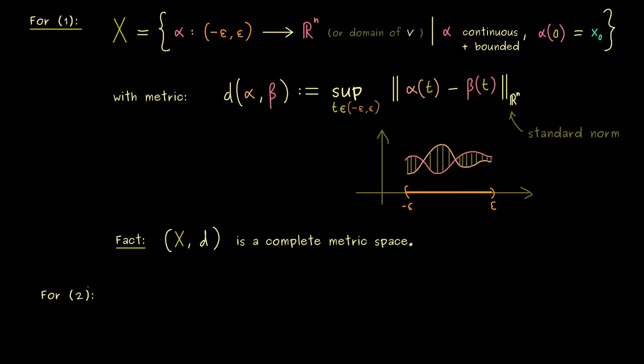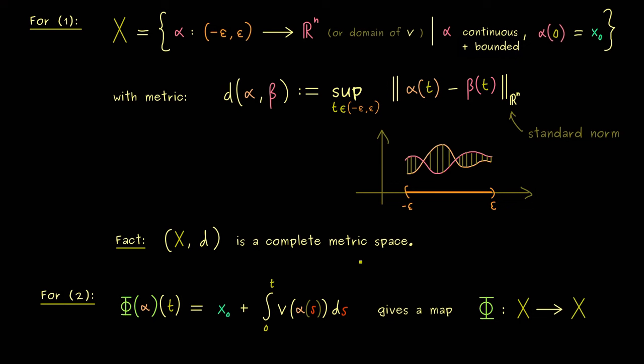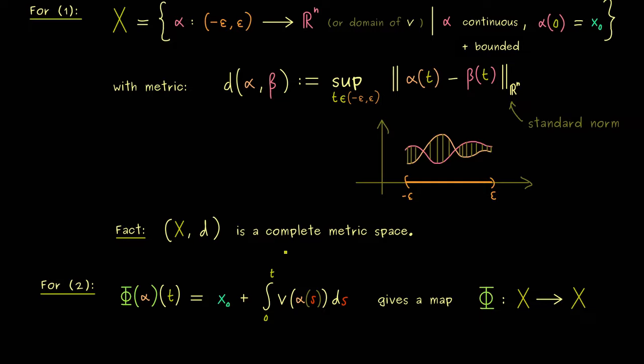Therefore, we can go to the second point and show that our function phi is a contraction in this space. And the first thing we should note is that this phi we want to consider is indeed a map from X into X again. Of course, this is also important, the outcome of this map phi has to be an element in X again. And here we immediately see that it's a continuous function with the initial value x0. Therefore, we only have to show the contraction property.